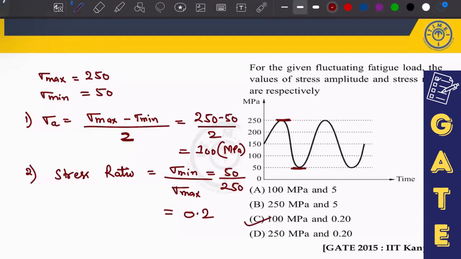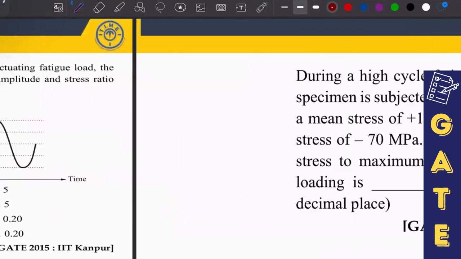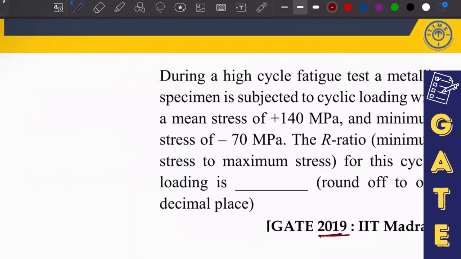Please make a note of these important relations for stress amplitude, mean stress, and the stress ratio, because they repeatedly ask a 1 mark question based on these important parameters. So this is GATE 2015. The same type of question they have asked in GATE 2019.